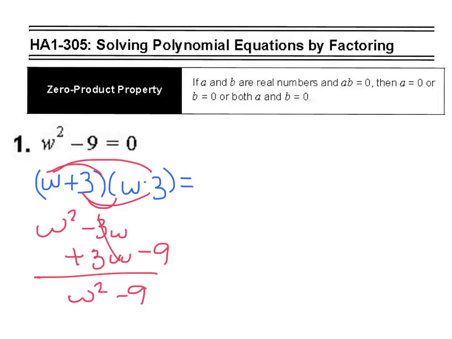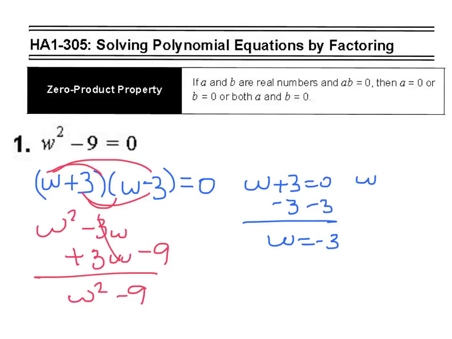Okay, so back to where I was. I had w plus 3, w minus 3 equals 0. So using the zero product property, one of my factors must have been 0. So either w plus 3 equals 0, so then w equals negative 3, or w minus 3 equals 0, so w equals 3. So those are our two answers.